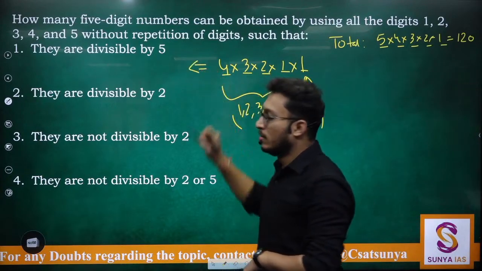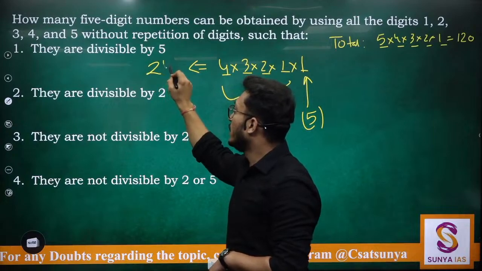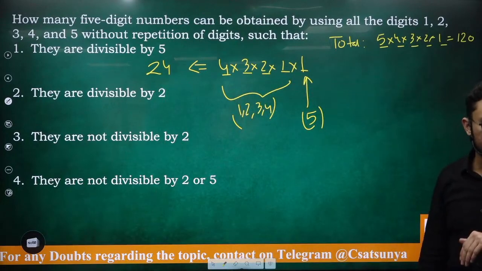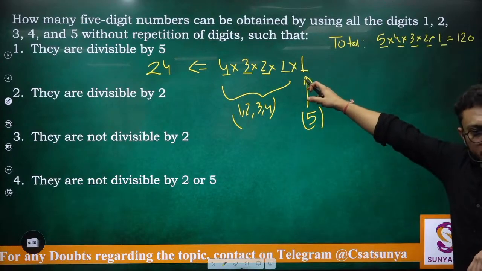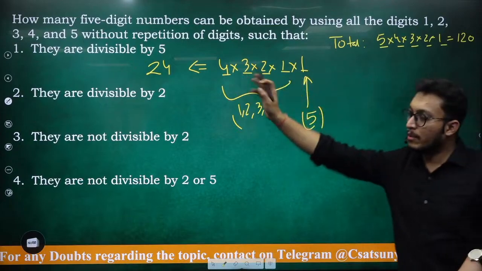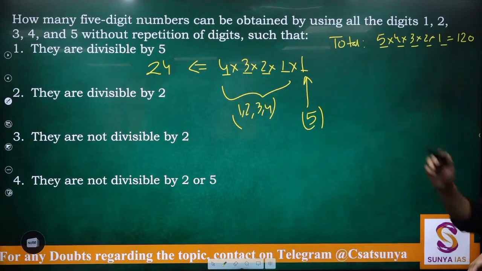So total 24 numbers can be formed such that 5 comes at the units place, and if 5 comes at the units place, the number becomes divisible by 5. Next, number is divisible by 2.